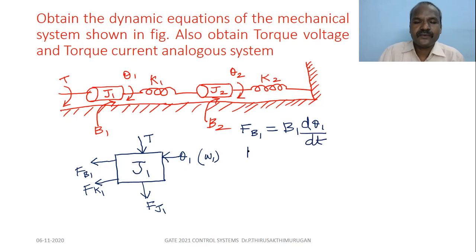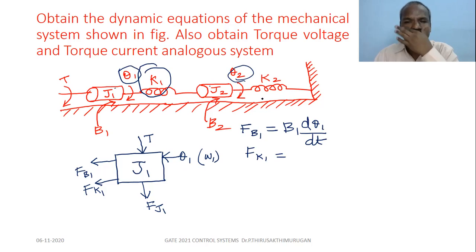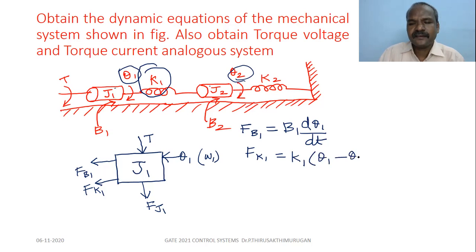Then what is Fk1? You have to carefully look into this matter. Say the K1 is the spring constant. The spring links between J1 and J2. This theta 1 develops J1, theta 2 develops J2. So when you do the analysis from this side, you put theta 1 is more, theta 2 is less. So for K1, we should write the difference in displacement, theta 1 minus theta 2. Understand?